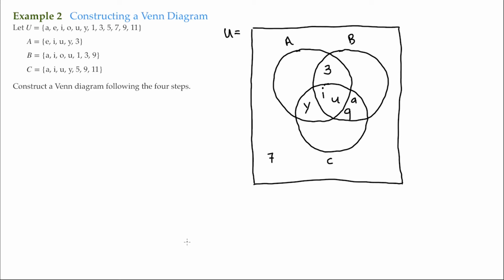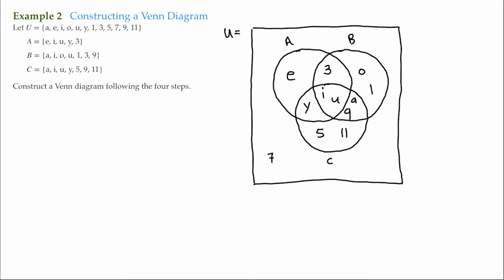Then finally, the last step is to go ahead and fill in the remaining elements for each of the subsets individually. So what's left over for A? It looks like letter E. What's left over for B? It looks like 0, or I should say that's an O, and 1. And then what's left over for C is 5 and 11.